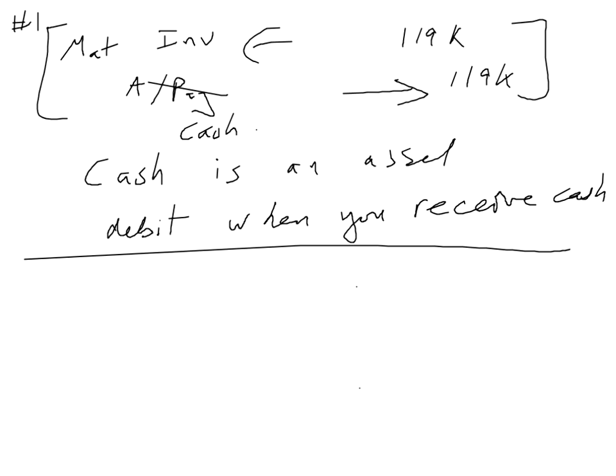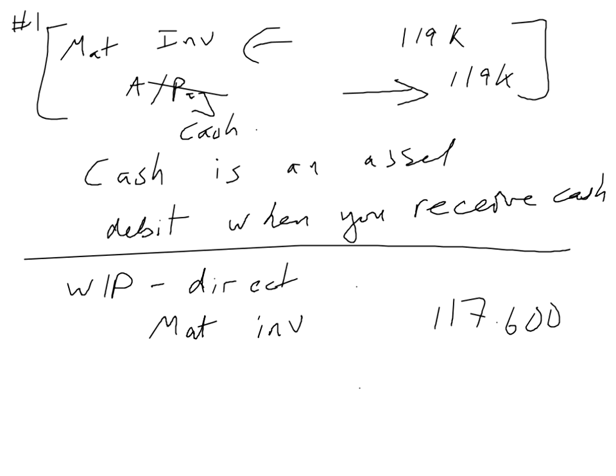All right, now let's go to the next journal entry. It says you issued $117,600 in direct materials to the production department. So when you're issuing something to the production department, that means you're going to take it out of materials inventory, $117,600, and you're going to move it into work in process, and they're going to call it direct materials. And that's $117,600.